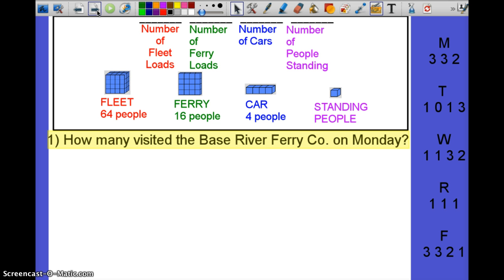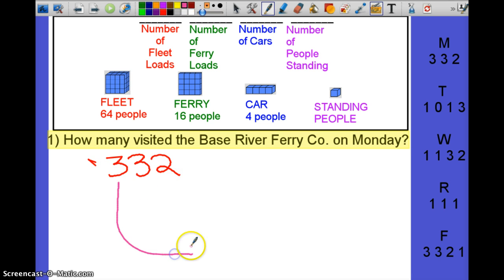How many visited the Base River Ferry Company on Monday? A lot of my students, because of a video I showed them from Khan Academy, use a strategy of arrows, like this, to show the digit and its connection to place value. I never really taught that, but they started to catch on because of the video, and one person liked it, and then once I showed the class that student using that strategy, they all started to like it. Even though they were separate students, two students were using the same strategy.